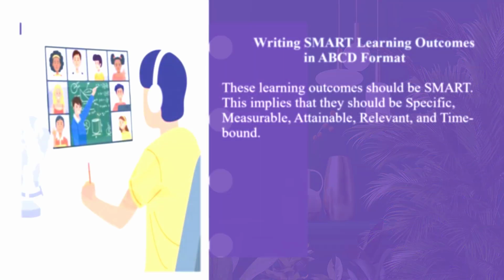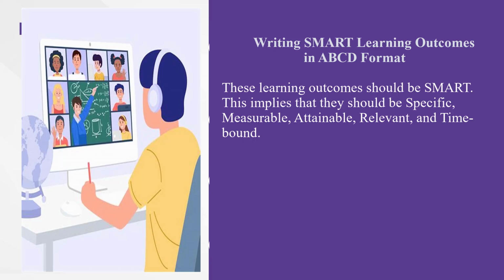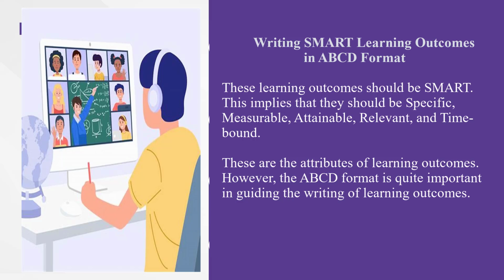As you can see, the learning outcomes should be SMART. This implies that the learning outcomes should be specific, measurable, attainable, it should be relevant, and there should be time bound. These are the attributes of learning outcomes. However, the ABCD format is quite important in guiding the writing of learning outcomes.